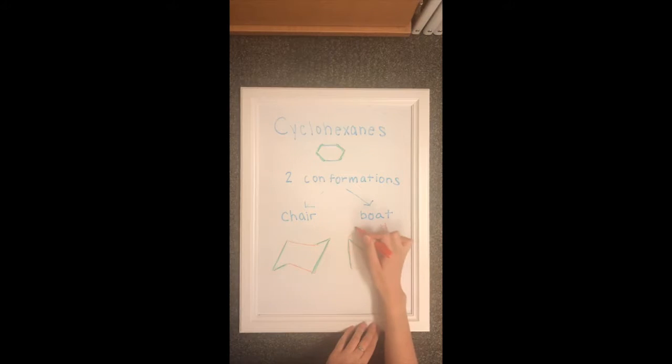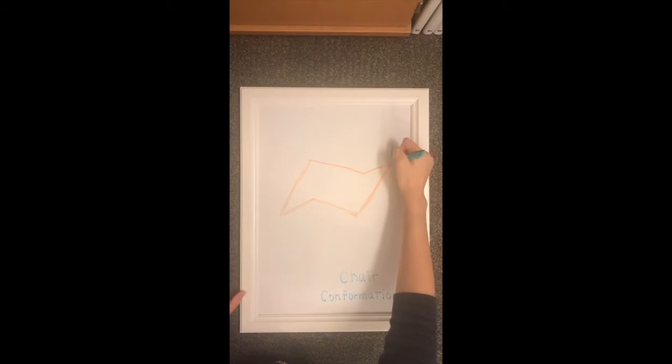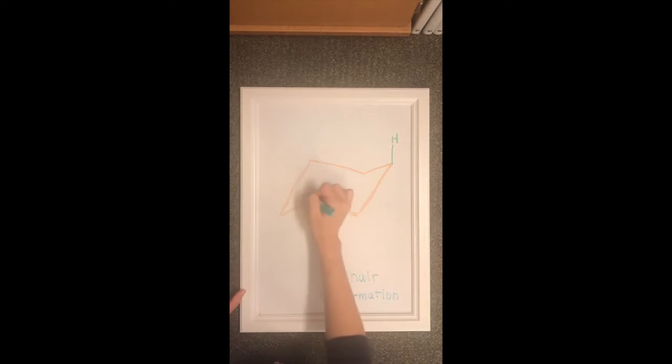When we start to draw in the hydrogens attached to each carbon, we notice something particularly about the boat conformation. As outlined, two of the hydrogens are pointed towards each other, and those two hydrogens experience steric interactions, making the boat conformation higher in energy and less stable. For this reason, the rest of the video will focus only on the chair conformation.